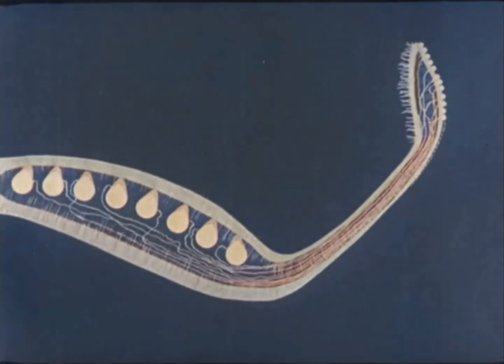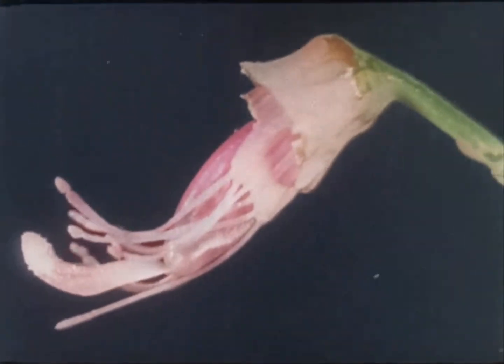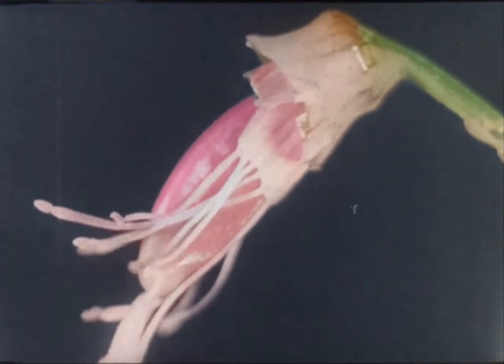The egg cell, after fertilization, that is, after it has united with the male cell, which came from the pollen grain, will develop into a tiny plant or embryo within the seed.